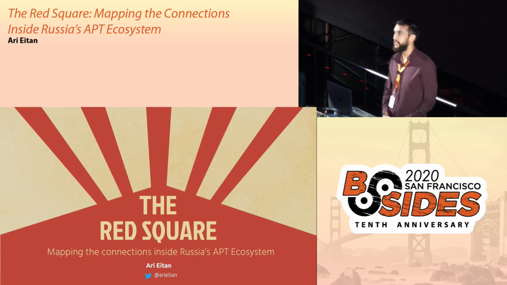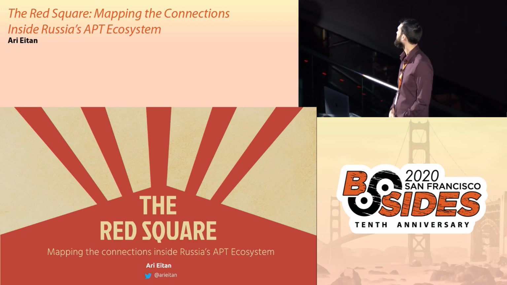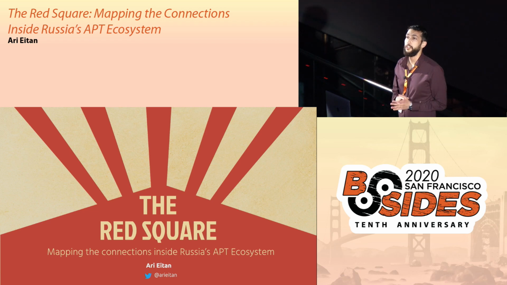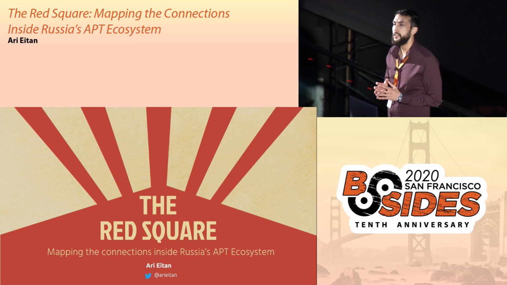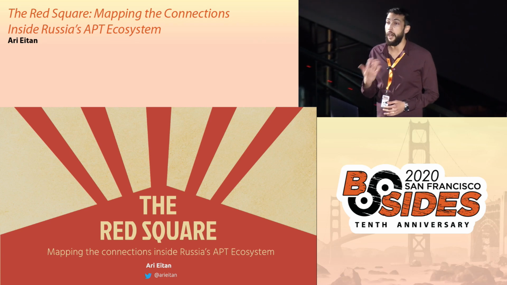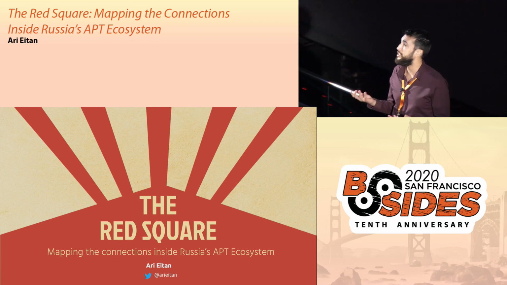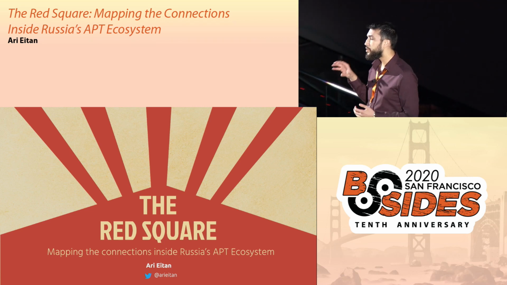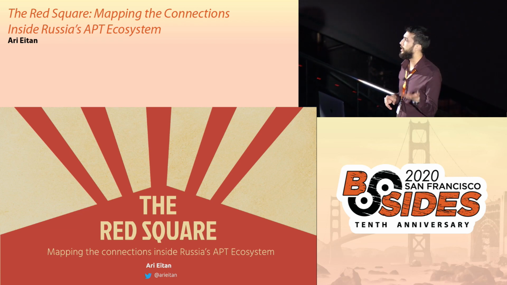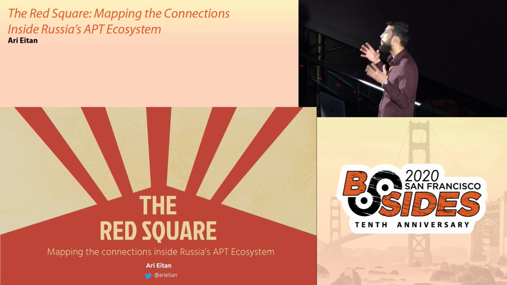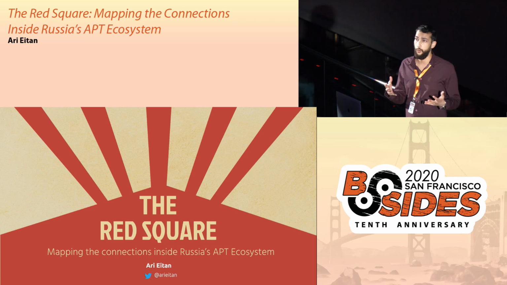This talk is titled The Red Square, Mapping the Connections Inside Russia's APT Ecosystem. Let me give you a short introduction about this talk. In the last 15 years, many Russian operations and malware families were publicly exposed by different security vendors and intelligence organizations. Those publications focused on a specific Russian actor or operation, but the bigger picture remains unclear, which is the Russian APT ecosystem as a whole.